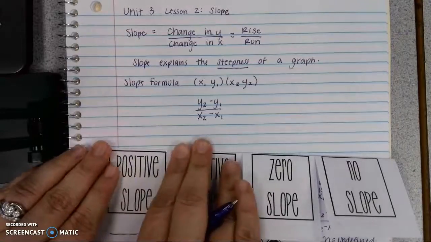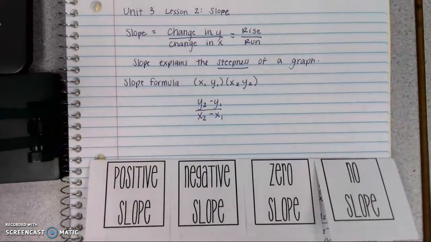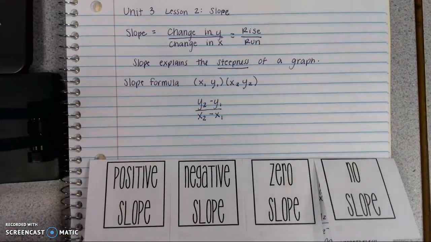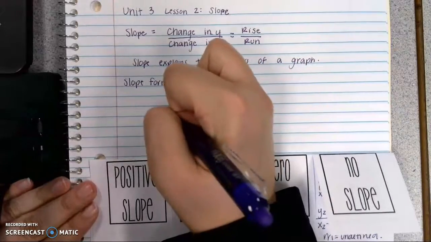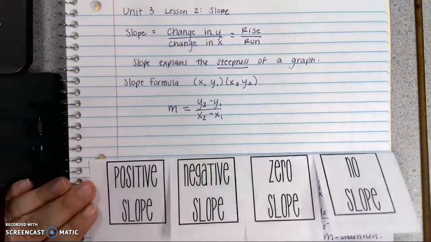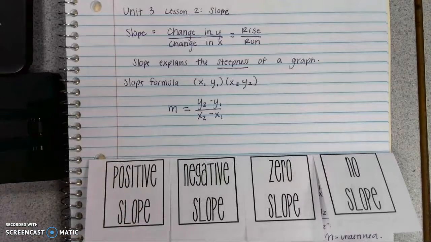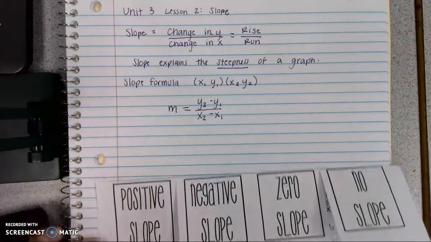So each time I labeled my slope as m. That's just something that we're going to use in our next unit as we're graphing. So we're just going to build that habit now. So I'm going to add that to my slope formula. m equals y2 minus y1 over x2 minus x1. That's one way to find your slope.